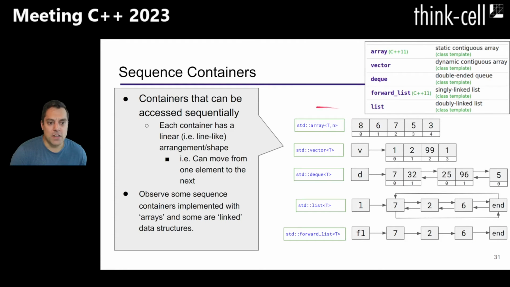And you'll also observe that this means that we have some that are contiguous and some that are linked data structures, as we talked about at the start. So some are backed with an array and some with a list. So array, vector, deque, list, and forward list are the 5 sequence containers that we're going to take a look at here.